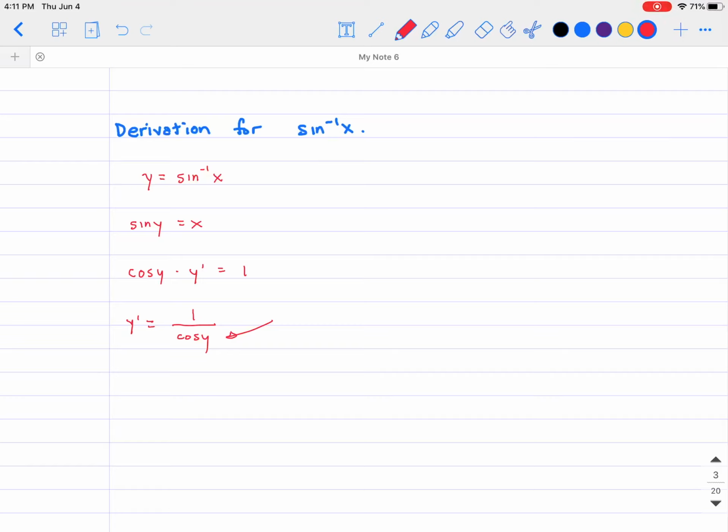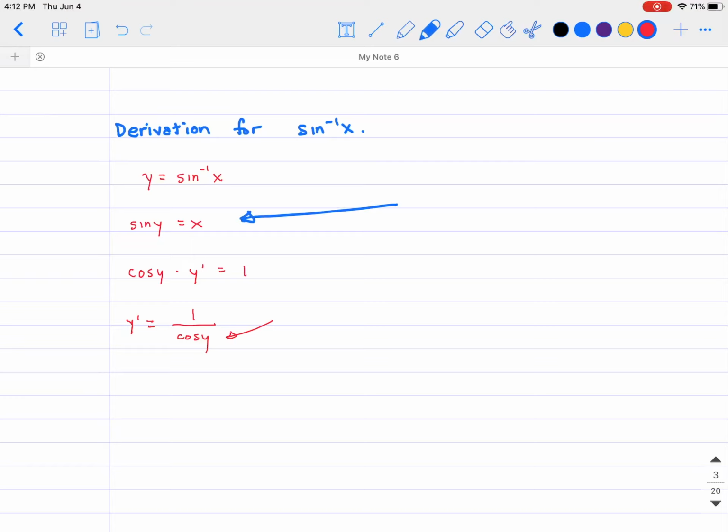So what that means is I actually don't want this cosine of y. I actually want to change it so that it's in terms of x. According to what we just said earlier, everything is in terms of x because we start off with y is equal to a function in terms of x. So the question is, how do we change that cosine of y? And this is where we have to do a little bit of trig on the side to figure it out.